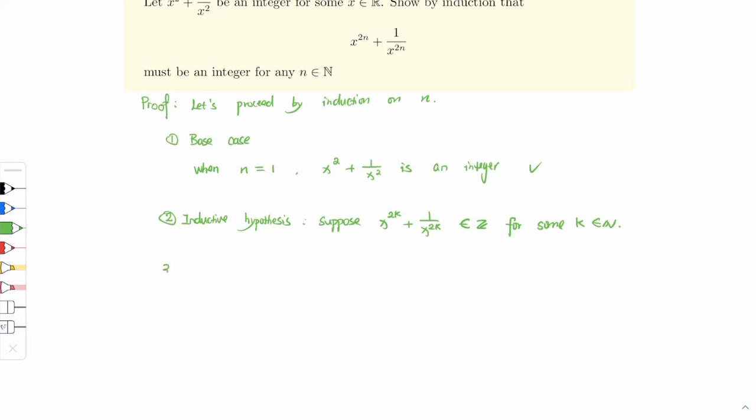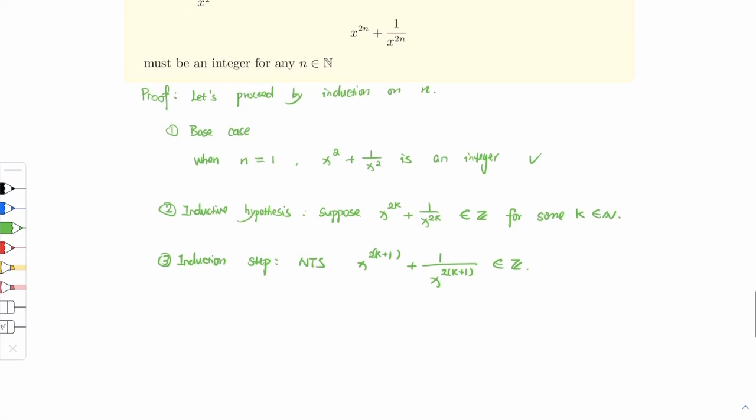In the induction step, I need to show x to the 2k plus 1 plus 1 over x to the 2k plus 1 is also an integer. That's what we need to show. Alright, but now, where do I even start? I don't know anything. I don't even know where to start.